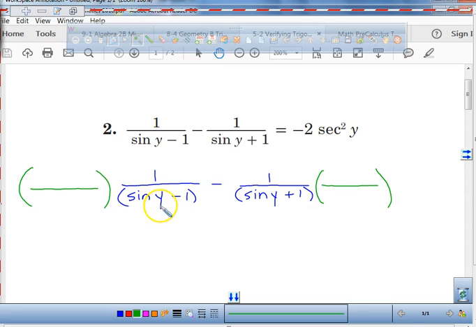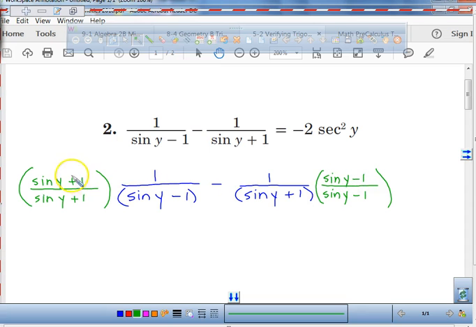What does this denominator need that it does not have? So we're going to write the sine of y plus 1. It has the sine of y minus 1, but it needs the sine of y plus 1. So we're going to put the sine of y plus 1 over the sine of y plus 1. What does this one need that it does not have? Sine of y minus 1 over the sine of y minus 1.